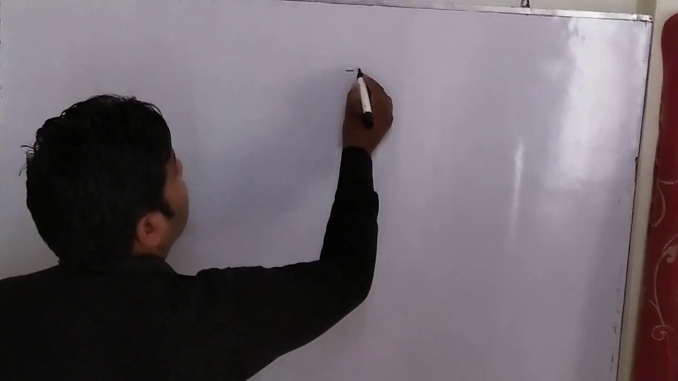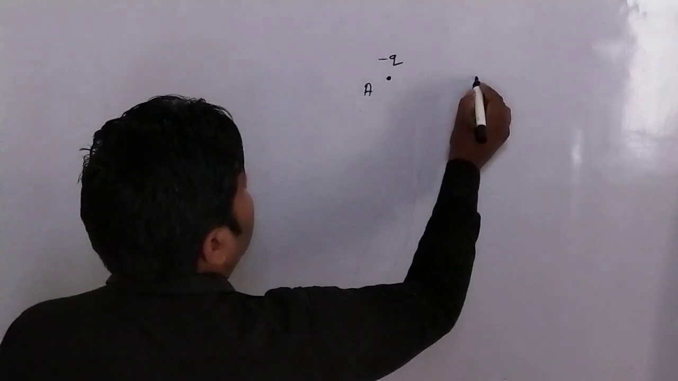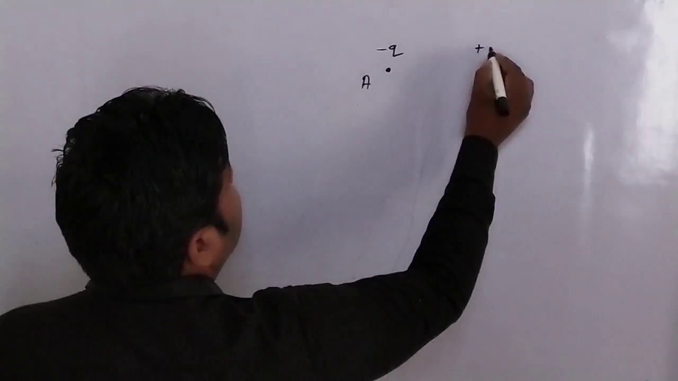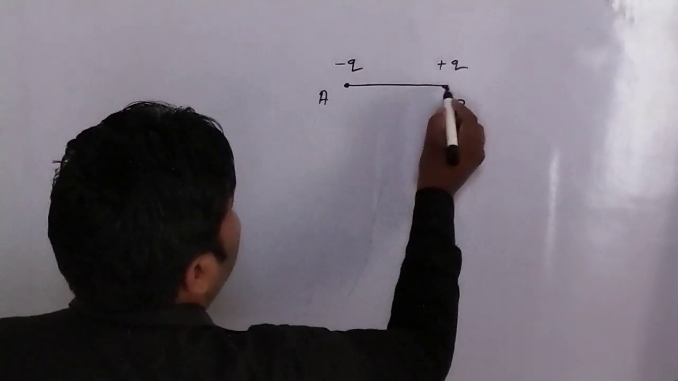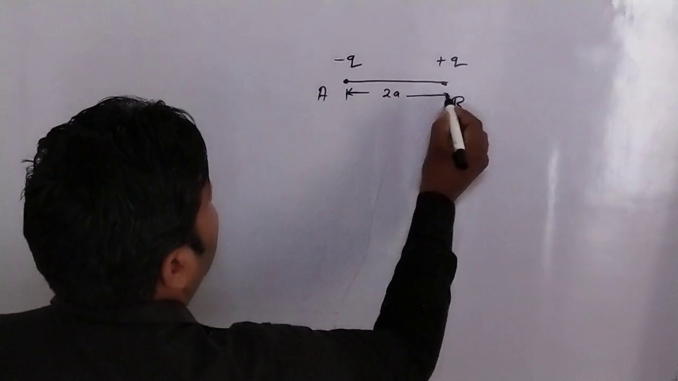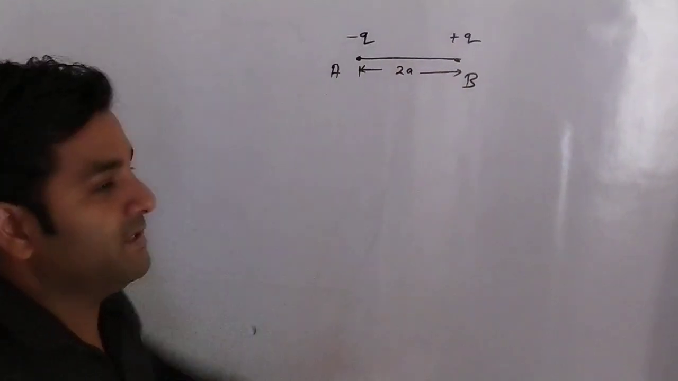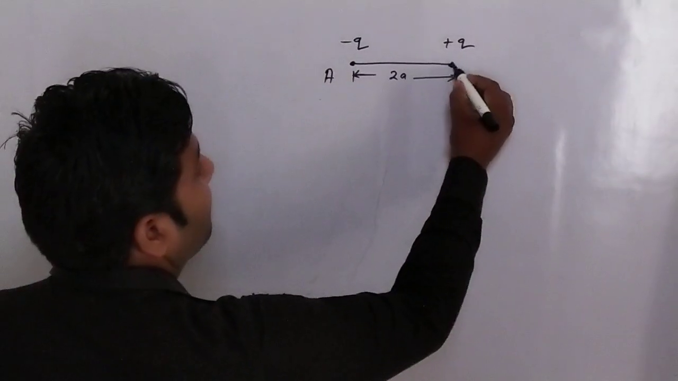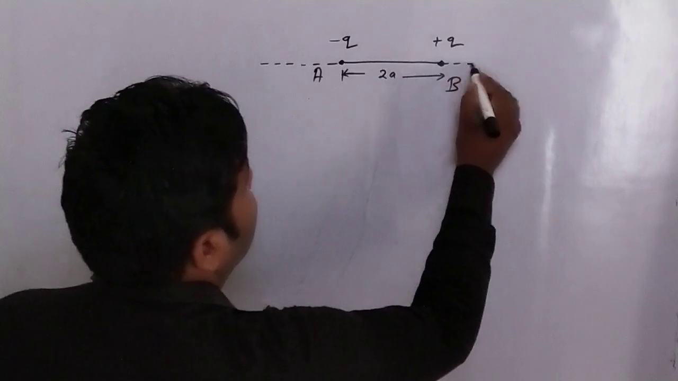Suppose this is a minus q charge at point A and this is a plus q charge at point B. Both are separated by a distance 2a. Then the axial condition means a line that passes through A and B, and that is what? The axial line.